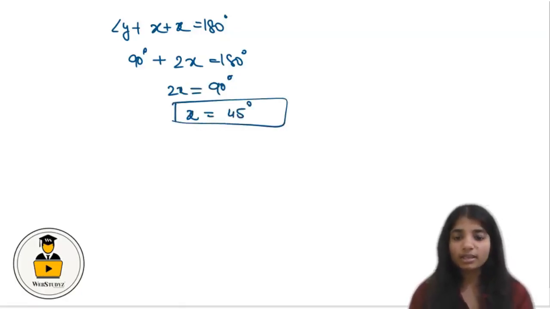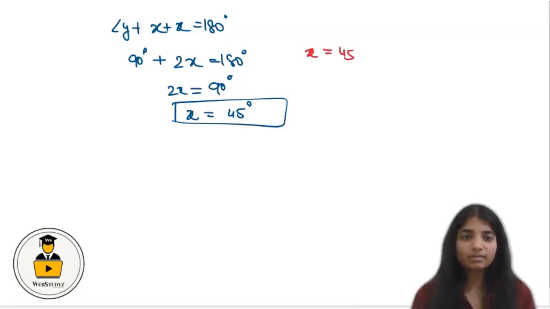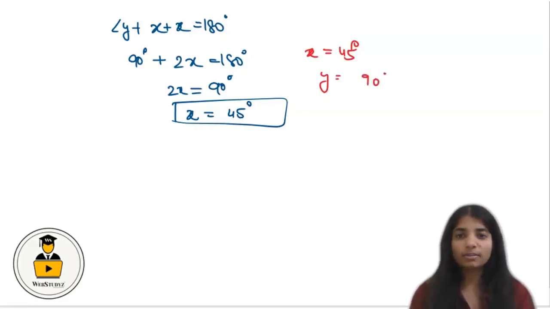So from here we get all the values: the value of x is equal to 45 and that of y is equal to 90. So this is the answer to part 5.